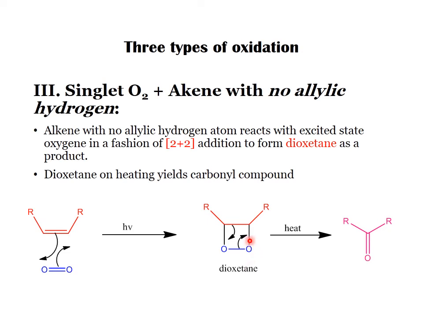And if you get this dioxetane, then if you warm it for some time, with just bearable heat, the dioxetane will undergo cleavage to produce the corresponding carbonyl compound, 2 moles of carbonyl compound. So here one of the R's is hydrogen. Here we have one hydrogen, and here we have another hydrogen, so you can consider either one of the R's as hydrogen.